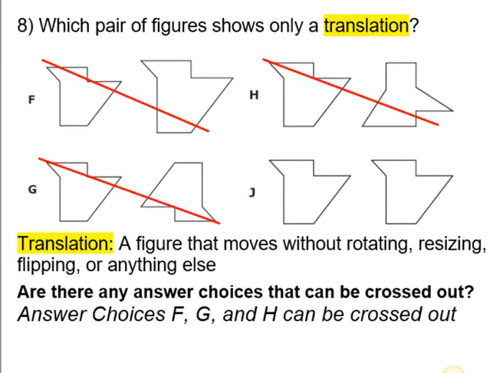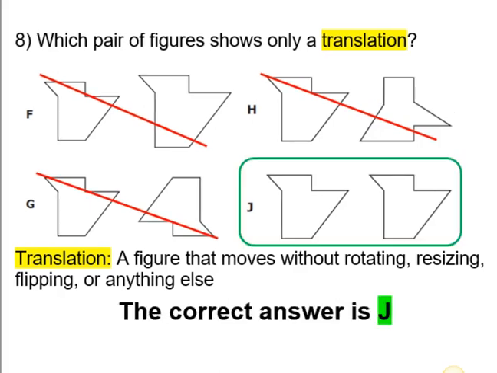If you said that we can cross out F, G, and H, you are correct. For answer choice F, the second figure looks like it has been resized. For G and H, they both look like they've either been flipped or rotated, so those are incorrect as well. Our correct answer is J. For the figures in J, it only looks like the first figure just moved, and that was it.